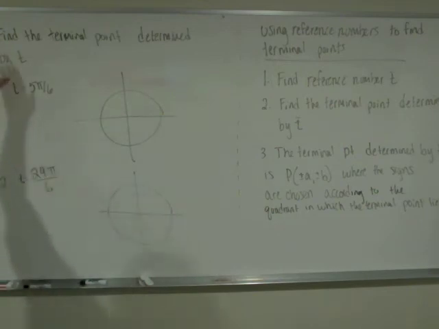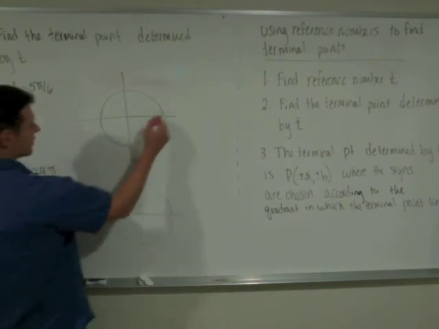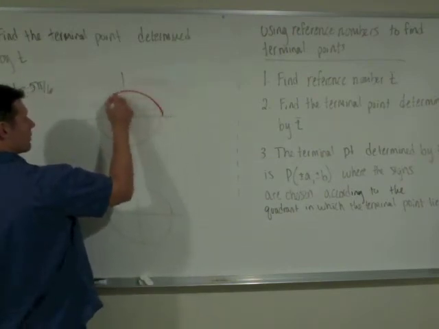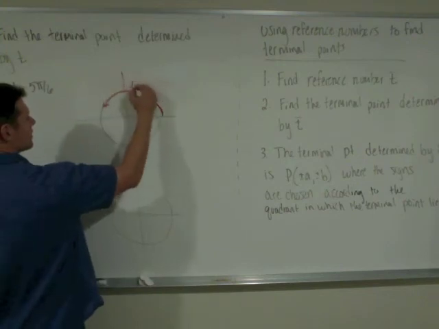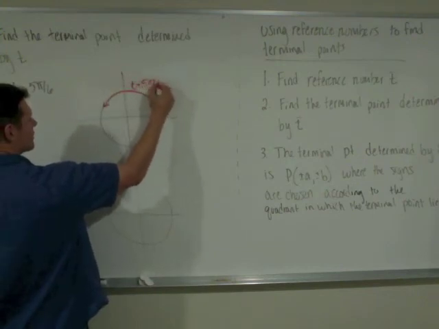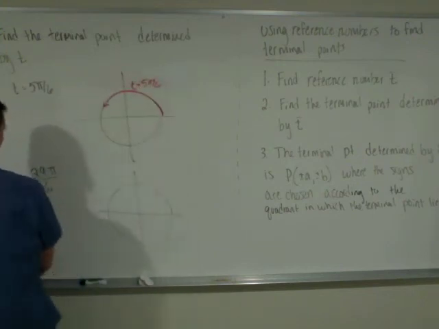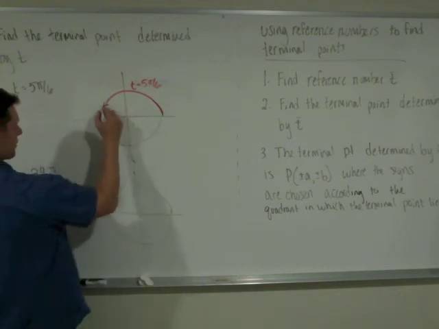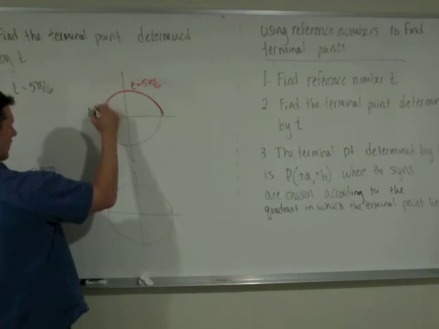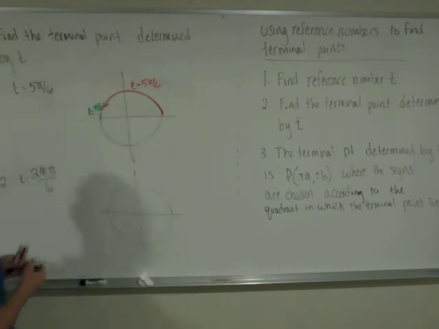So here I have: find the terminal point determined by t. I got t equals 5 pi over 6. Where's 5 pi over 6? We're into quadrant 2 here. This is t equals 5 pi over 6. We know then that t bar is the shortest distance from the terminal point to the x-axis. That's going to be pi over 6. Okay? So, what's the terminal point determined by t bar?